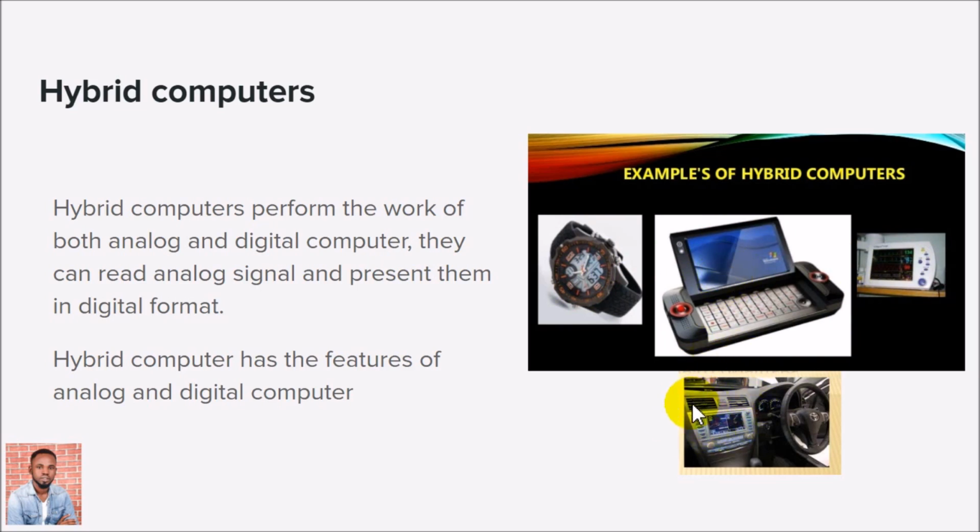These are actually some of the features in cars that help you detect engine faults. They will tell you that your oil is low. All those things are actually features of hybrid computers working in cars. So there are different types of computer: analog, digital, and hybrid computers.